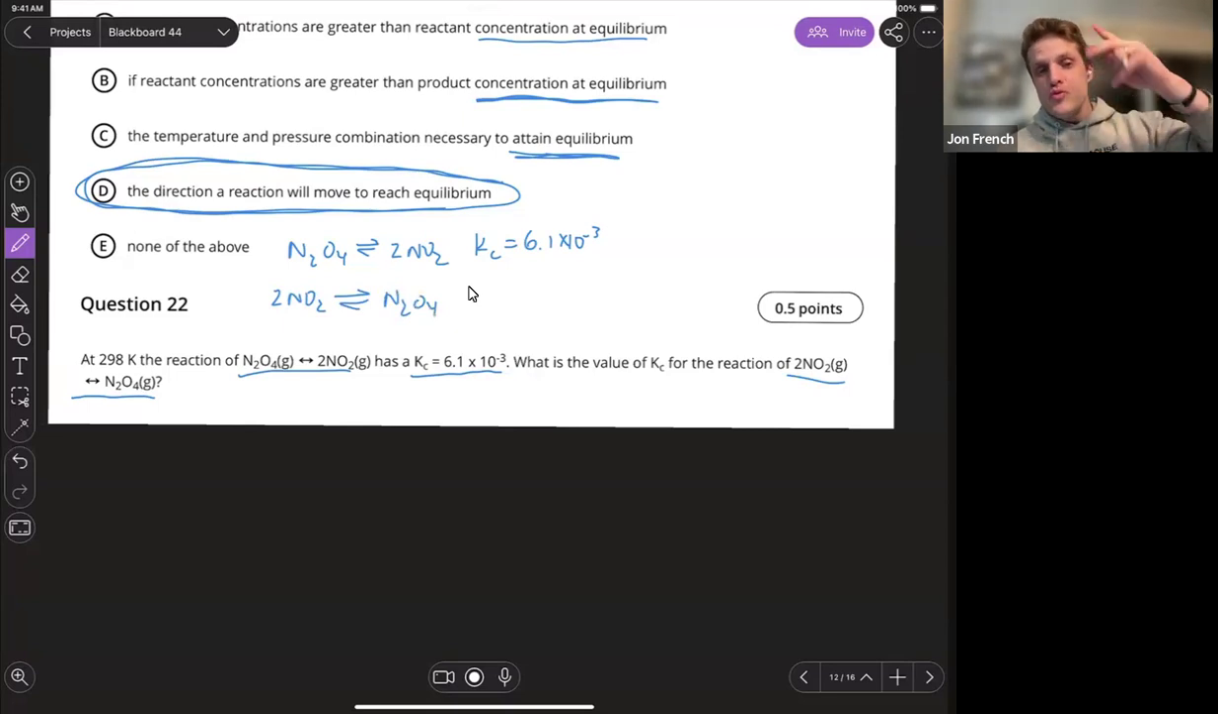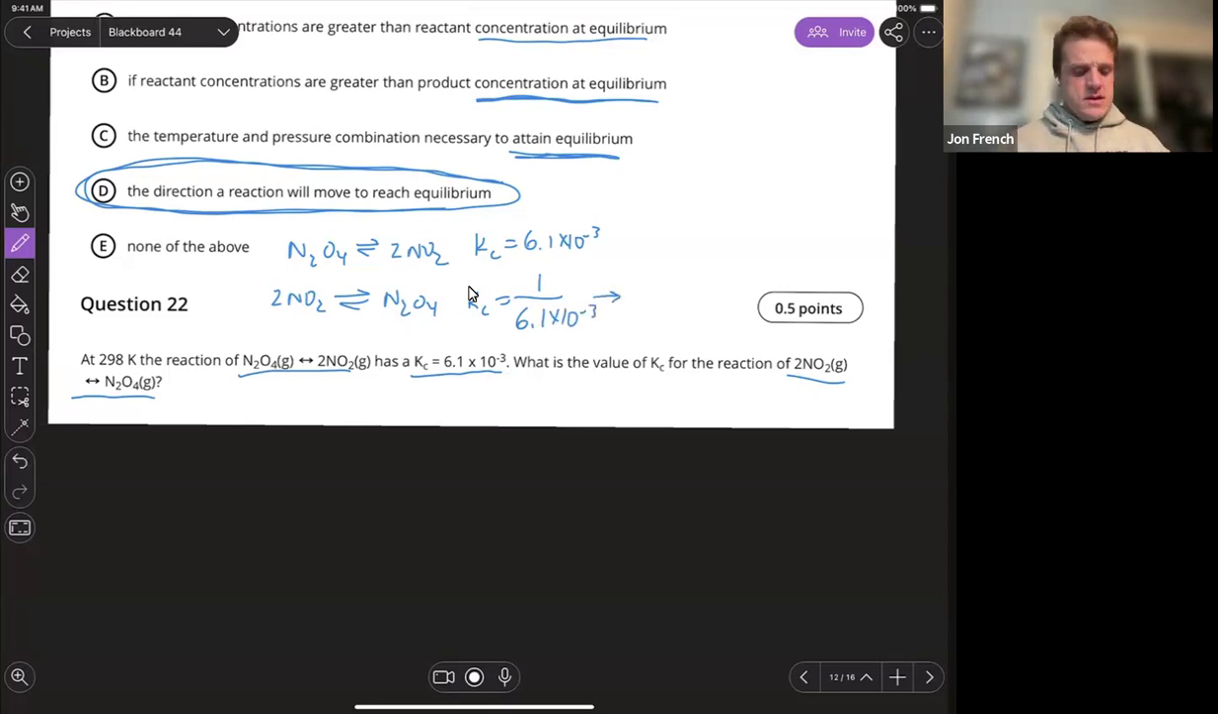That's going to flip the numerator and denominator because K is always products over reactants. And so it's going to be the inverse of what we have. So 1 over 6.1 times 10 to the minus 3, which should also make sense because for this first reaction, K is small, which means the reaction is not favorable, which means the reverse reaction needs to be favorable. One of these reactions needs to have a K larger than 1. So 6.1 times 10 to the minus 3, 1 divided by that.